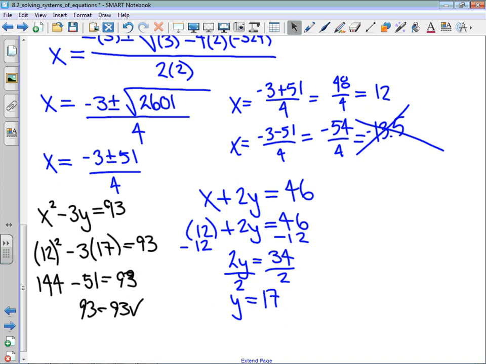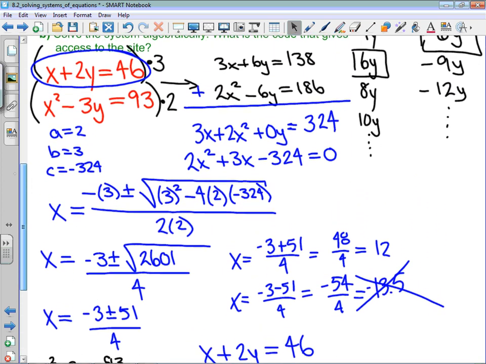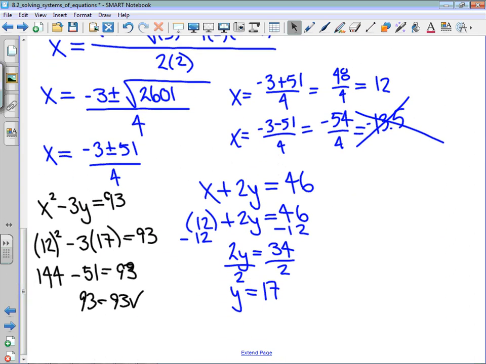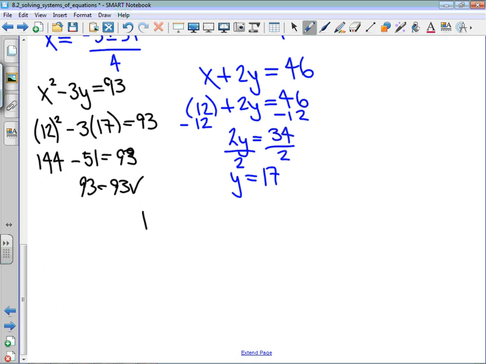And then B says, solve it algebraically. We did that. What is the code that gives access to the site? It said that it's smaller number first. So the code that would let us into whatever this site is, 1217. I write it like this because these types of questions are actually great for numerical response because that's a nice kind of 4-digit answer that we can put on an answer key.